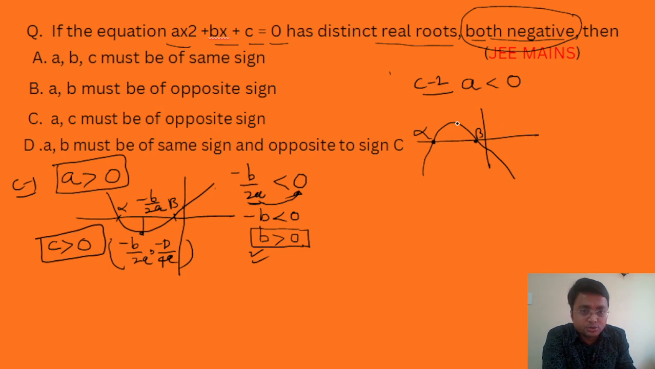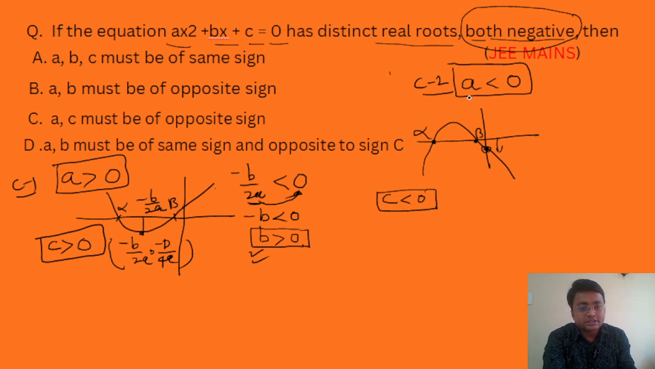Now let us come to case 2. Case 2 is very clear that a is negative. Why? Because it is a downward parabola. And c is what here? See here, this curve cuts the y-axis at this point, which is below the origin, so c will be negative. The c is also clear here.